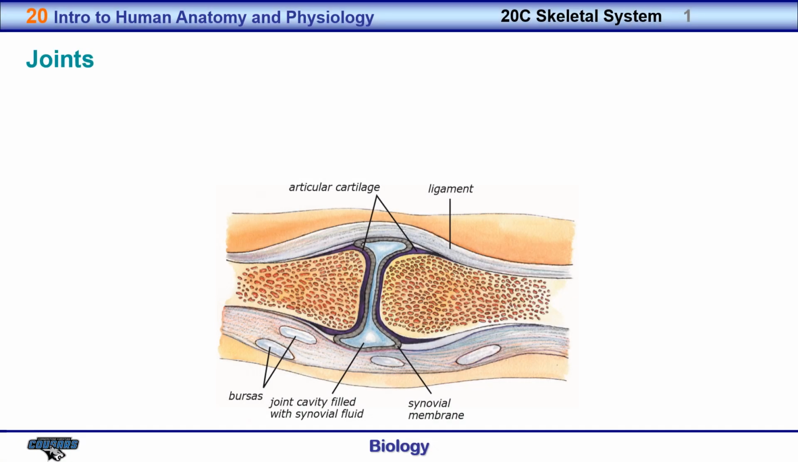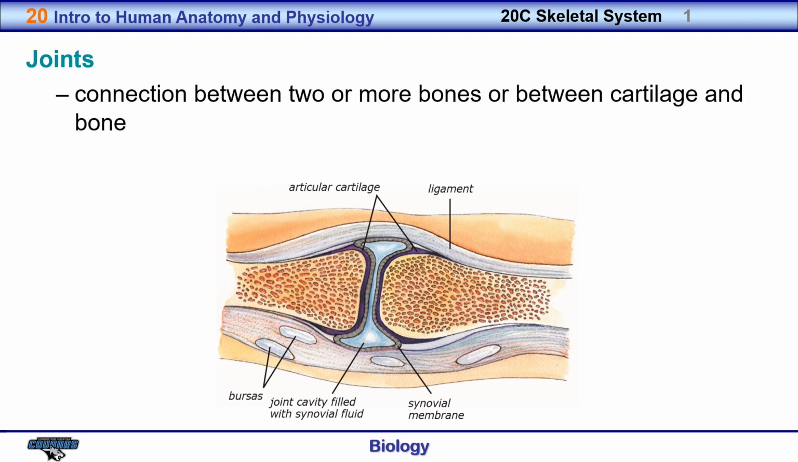Today we want to talk about the topic of joints. A joint is the connection between two or more bones or between cartilage and a bone. The purpose of this is that joints are essential in what we call articulation. And what is articulation? Articulation refers to the smooth movement of one bone upon another.